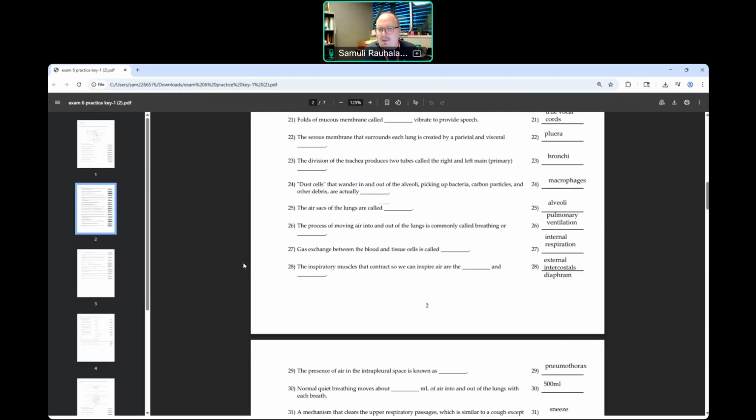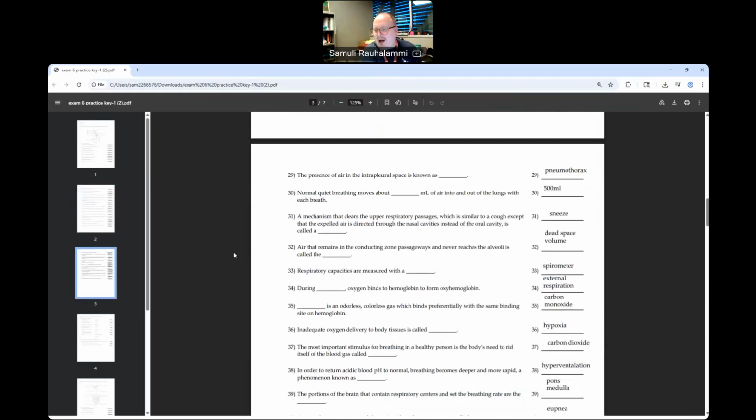And let's do the third page. We could have punctured this pleura around the lungs, and the loss of this negative pressure there could cause lung to collapse.